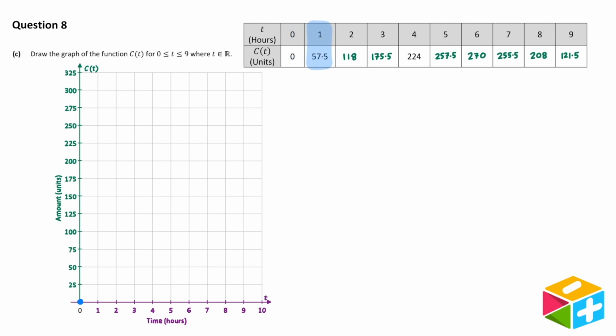In the second pair, we have t equal to 1 and c of t equal to 57.5. Here, we'll go across to 1 on our t-axis, and up to 57.5 on our C of t axis. This gives us a point right here.